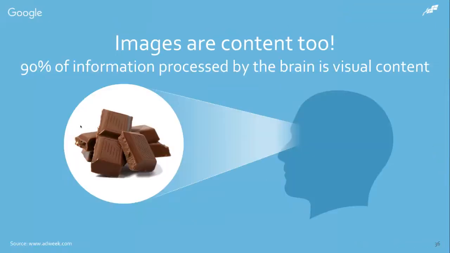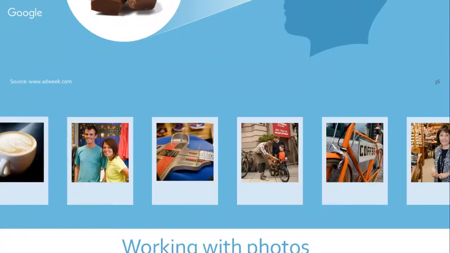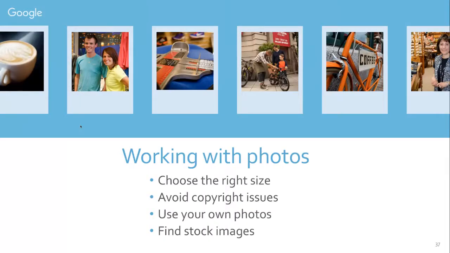And don't forget about images. 90% of the information people process is visual. So, working with photos, first, of course, choose the right size, avoid copyright issues, and I'll tell you about that in a second. Use your own photos wherever possible, or find stock photos. And I'm going to give you a couple of links in a second. The reason not to just go to Google image search and grab content is well illustrated in an example that I had from a client of mine.